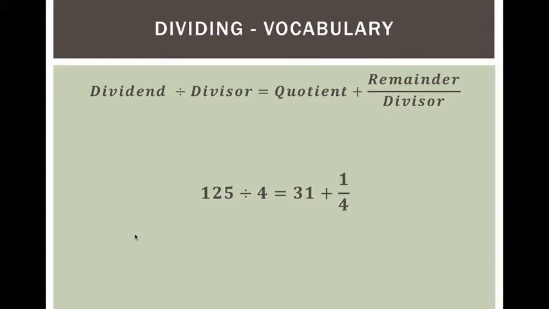So for example here, 125 divided by 4 equals 31 plus 1 over 4. The 125 is your dividend, the 4 is your divisor, the 31 is your quotient, 1 is your remainder, and then the divisor stays the same. It's just that 4. We're taking that 4 and placing it underneath the remainder because that's the piece left over that we were not able to divide evenly by 4.